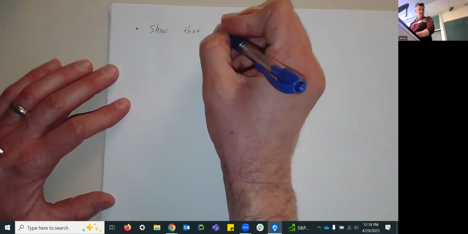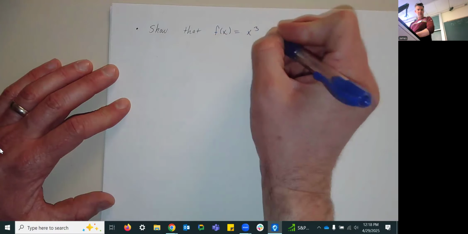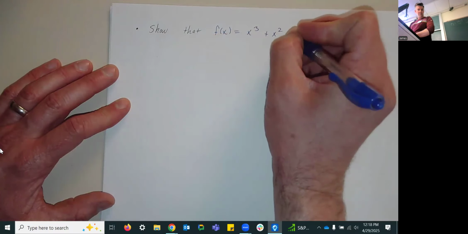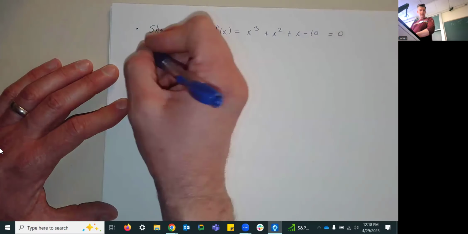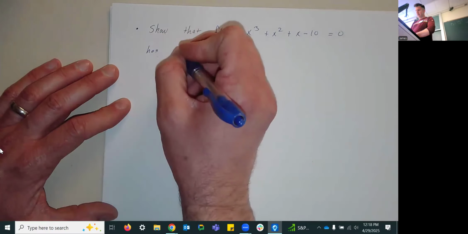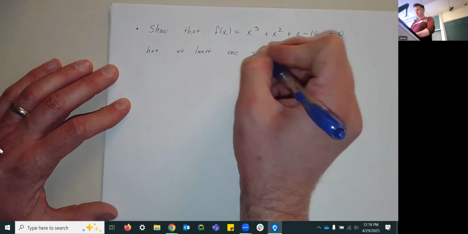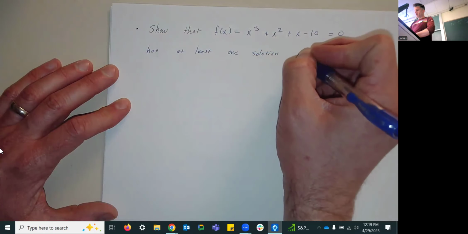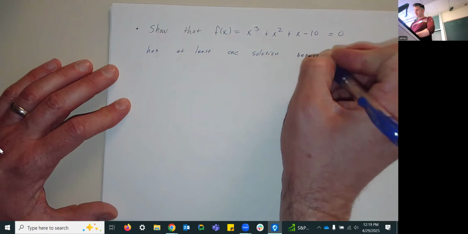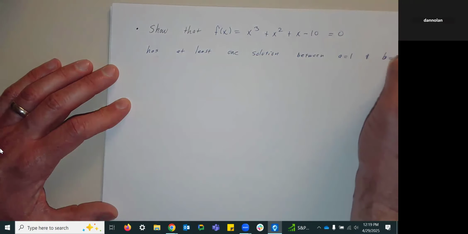So here's another type of intermediate value theorem question. Show that f of x equal to x cubed plus x squared plus x minus 10 equal to 0 has at least one solution between A equal to 1, B equal to 2.